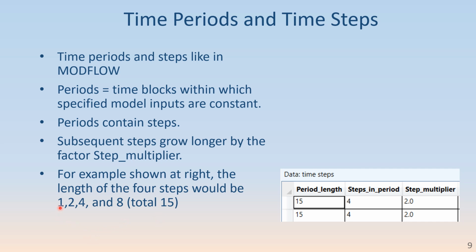The first step would be 1. The second is twice as long based on that time step multiplier, it's 2. The third is twice as long as the second at 4. And the fourth is twice as long as the third at 8. And these total 15. So that's how the step multiplier works. I usually use a multiplier of 1.5 to 2, which makes for shorter time steps at the beginning, right after a change or a stress, and that's helpful.